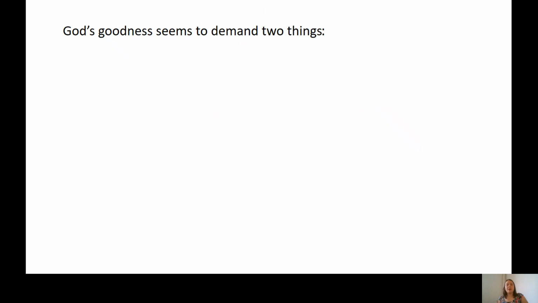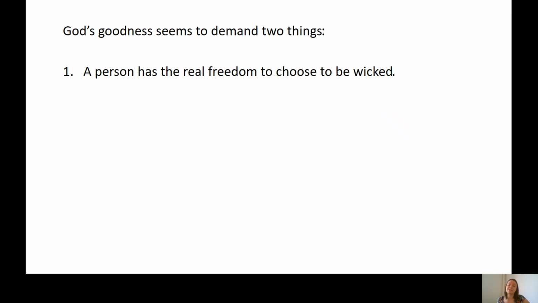Okay, so you might remember from looking at Augustine and Irenaeus's theodicies that God is good, but there are still things that actually need to happen for God to be good. So God's goodness seems to demand two things, and one of those is that a person has the real freedom to choose to be wicked.